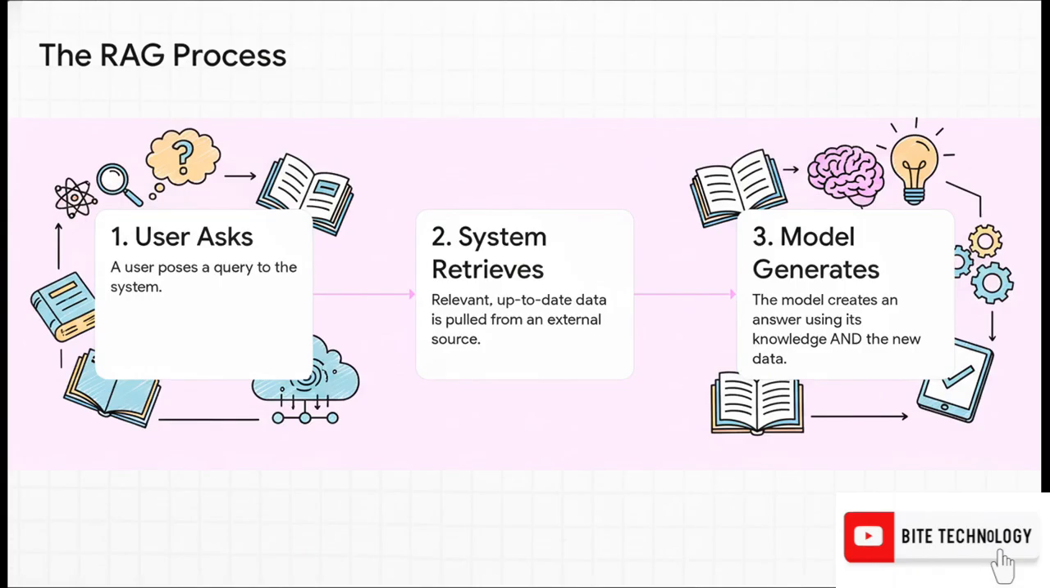Here's how it works. First, our researcher asks a question about a new discovery. Then, the system dives into an external database, our library of all the latest papers, and retrieves the most relevant documents. And finally, it hands both the question and those documents to the model, which uses that fresh context to generate a smart, up-to-the-minute answer. It's simple, but incredibly powerful.